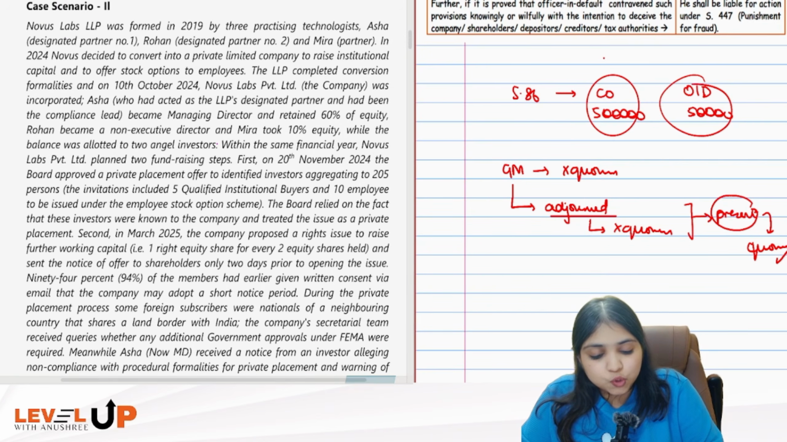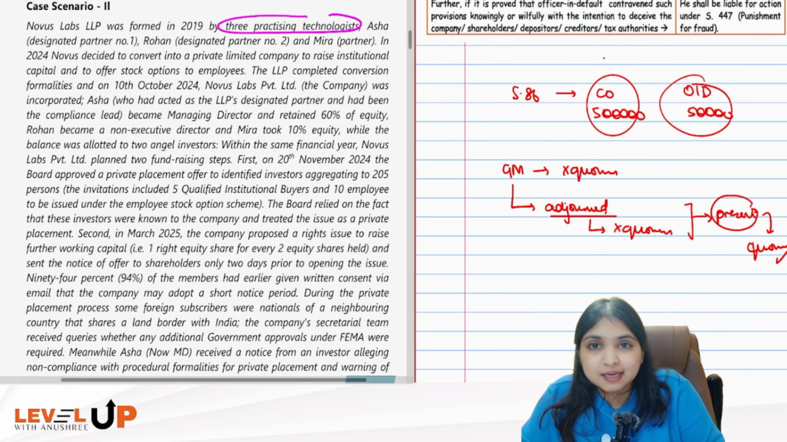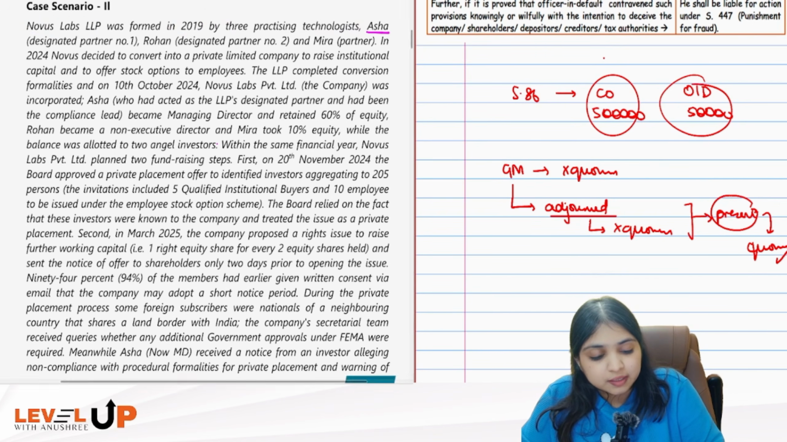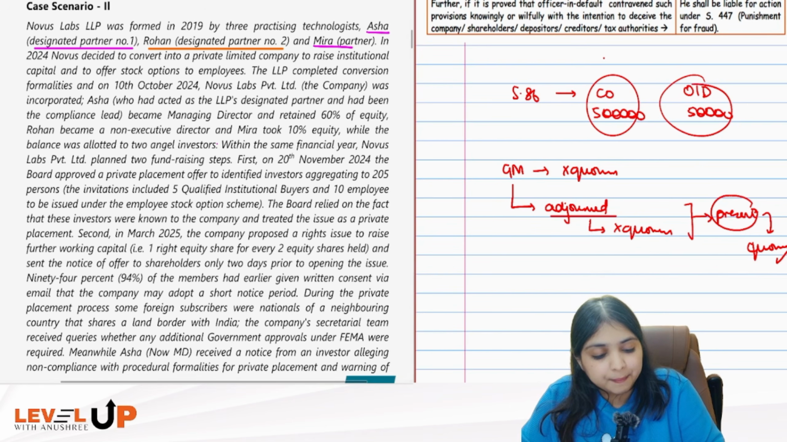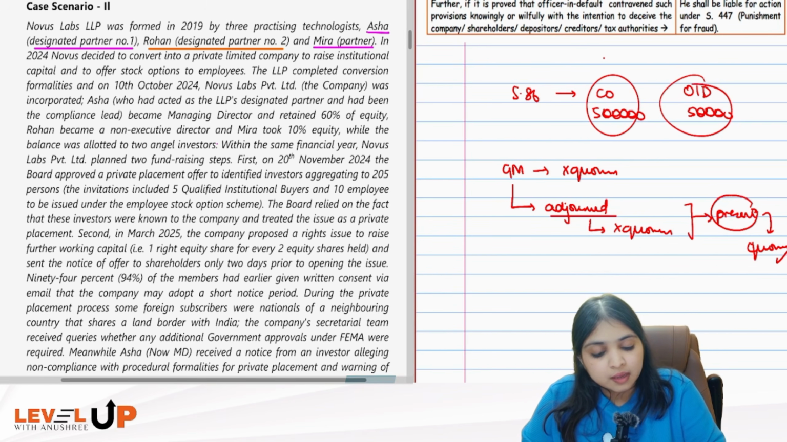The question says Novus Labs LLP was formed in 2019 by 3 practicing technologists. Asha, designated partner number 1, Rohan, designated partner number 2, and Meera, partner. So there are totally 3 partners. In 2024, Novus decided to convert into a private limited company. So the LLP is getting converted into a company to raise institutional capital and to offer stock options to employees.